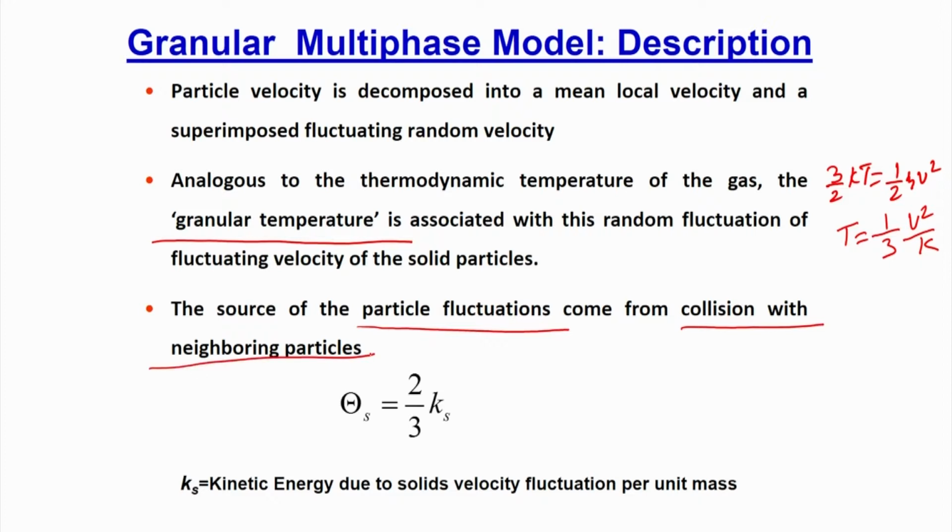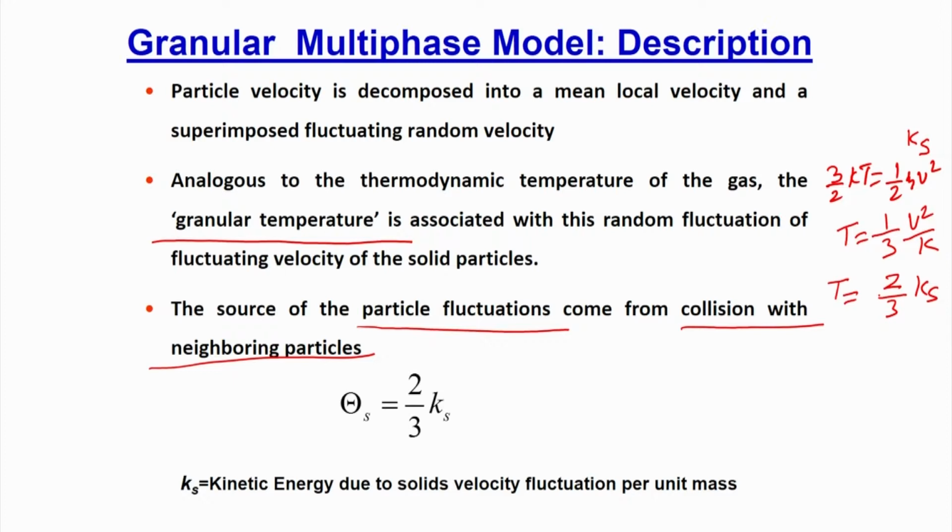The particle fluctuation source, whatever we account, is accounted based on the collision which the particle is having with the neighboring particle. In that way the granular temperature has been defined, in exactly the same way as 2 upon 3 into Ks. Suppose I take Ks as the kinetic energy, then the temperature will be nothing but 2 upon 3 of Ks divided by K. I am not including the Boltzmann constant here.